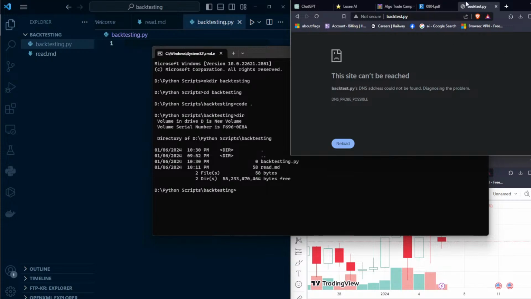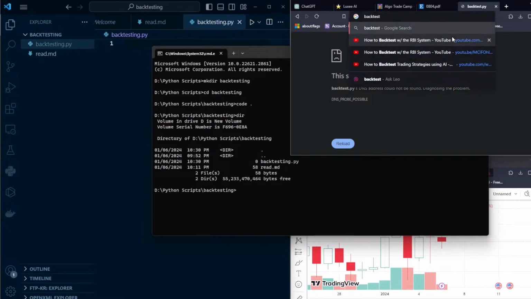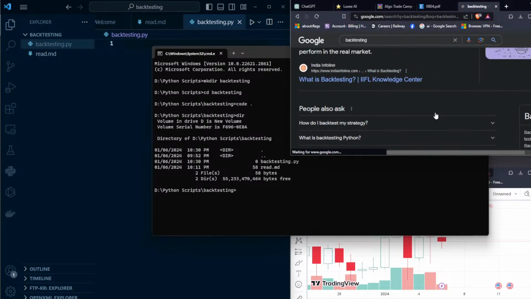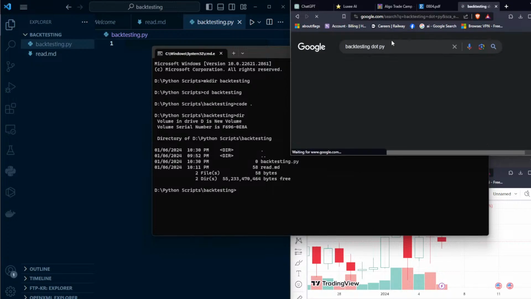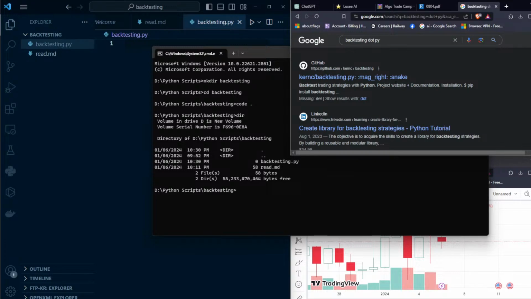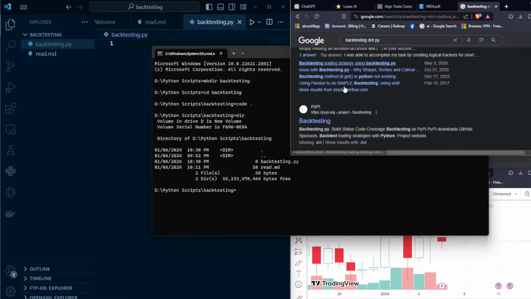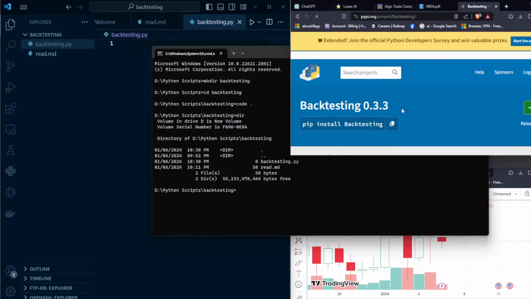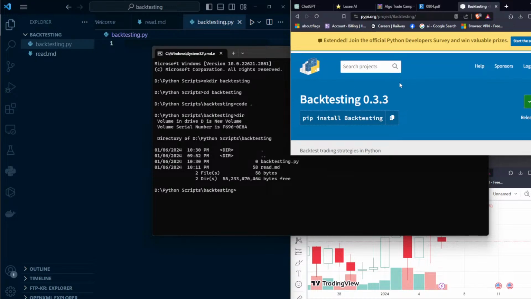Oh, no, I didn't mean this. Just backtest. Backtesting, I think it's called backtesting. Backtesting.py. Yeah, it's this one, but okay. This is one of the modules we're gonna use.